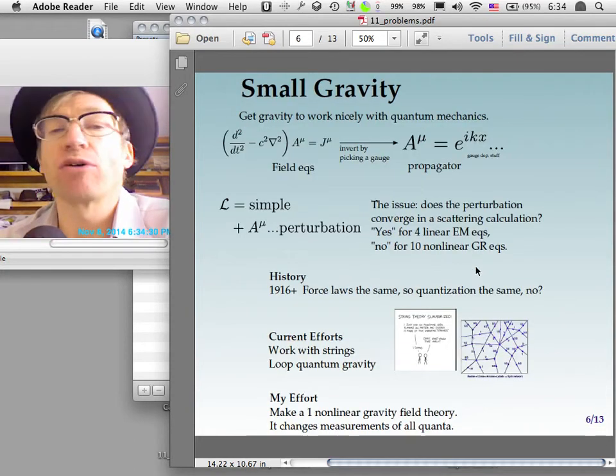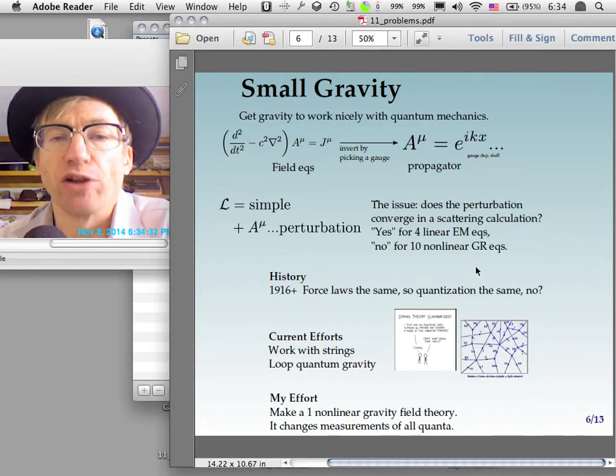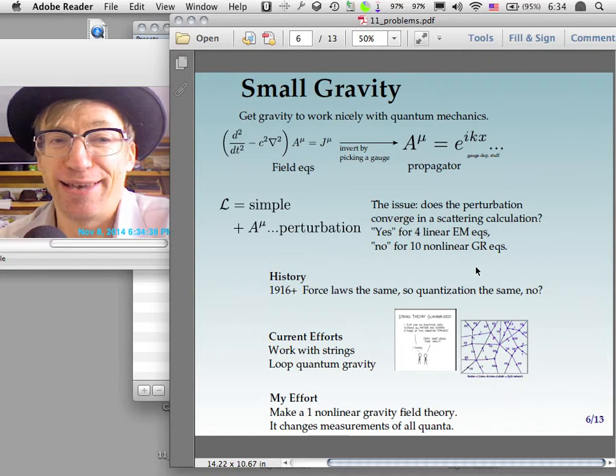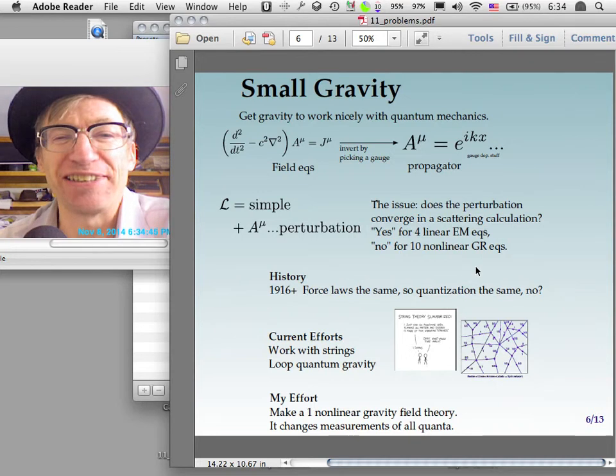And then how about small gravity? Well, look, the brightest people on the planet have been trying to deal with this problem for like 80 years, and it hasn't worked out. It's like, well, why not? And I think that you can't get general relativity to work with quantum mechanics. I think that's a safe bet. Okay, so we need a new theory.